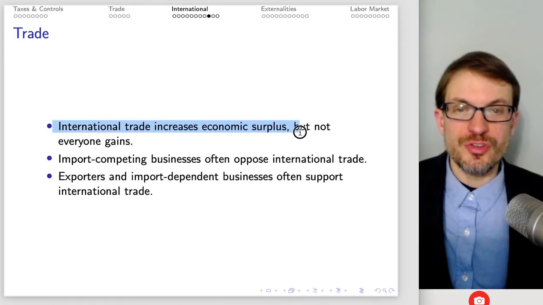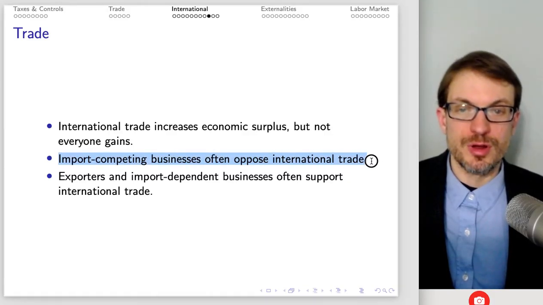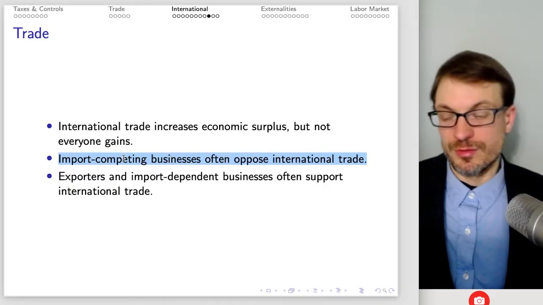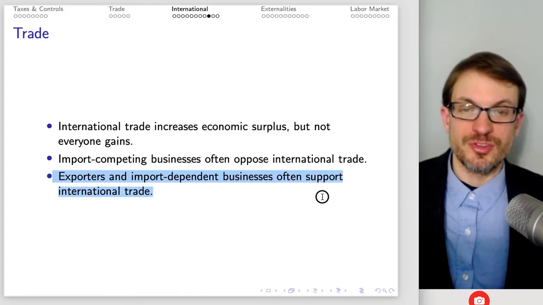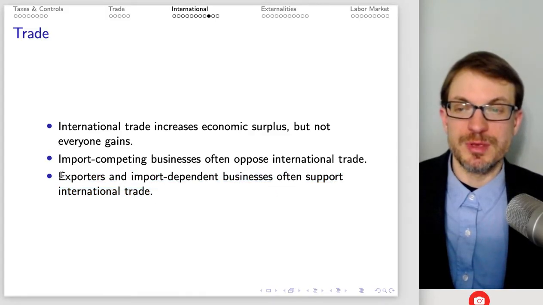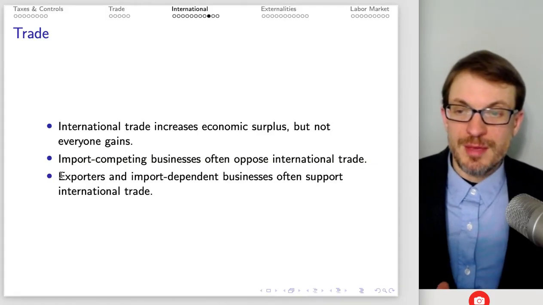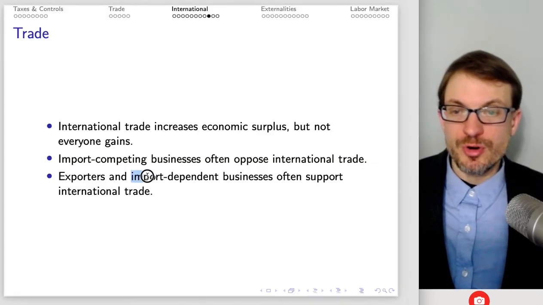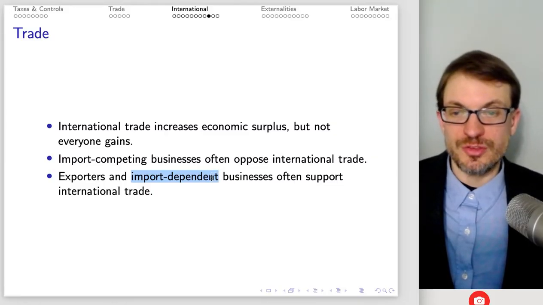International trade increases economic surplus overall, but like I was mentioning, not everyone gains. Import competing businesses typically would oppose international trade because they have to compete with more efficient foreign firms. Exporters and import-dependent businesses often support international trade, right? Because with exports, now you've got buyers abroad that are willing to pay more for those products. And for import-dependent businesses, they're able to get those inputs, largely intermediate goods, at a lower price.